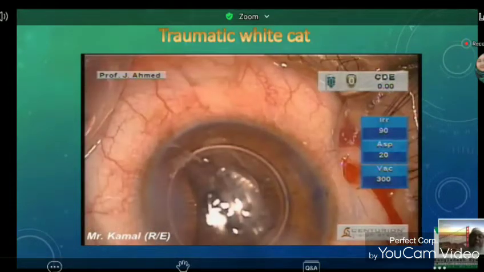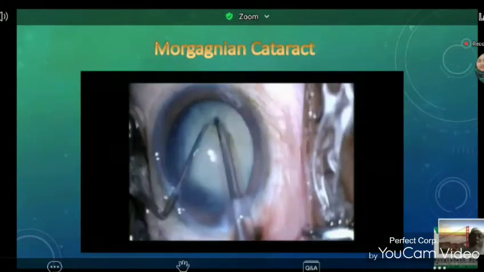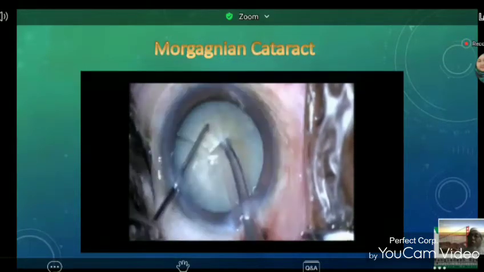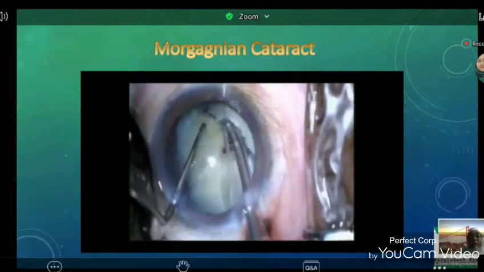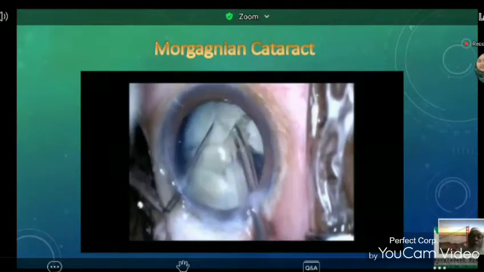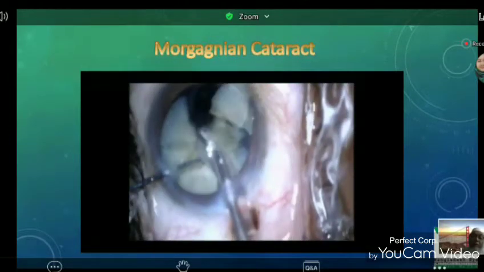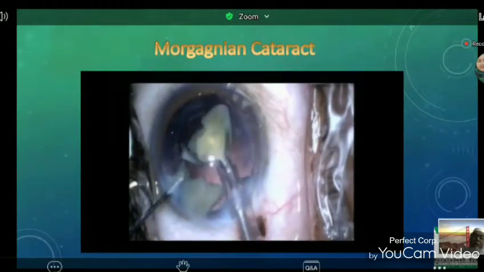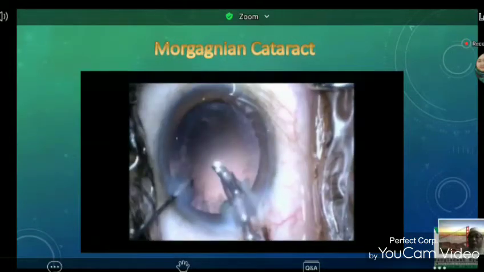In case of Morgagnian cataract, the problem is that the nucleus is smaller and moves to and fro into the anterior capsule, into the capsular bag. So the technique is to use sufficient vacuum to hold each fragment. We try to separate the fragment completely, and with frequent use of viscoelastics and use of power, we can prevent corneal damage from frequent movement of the fragments.